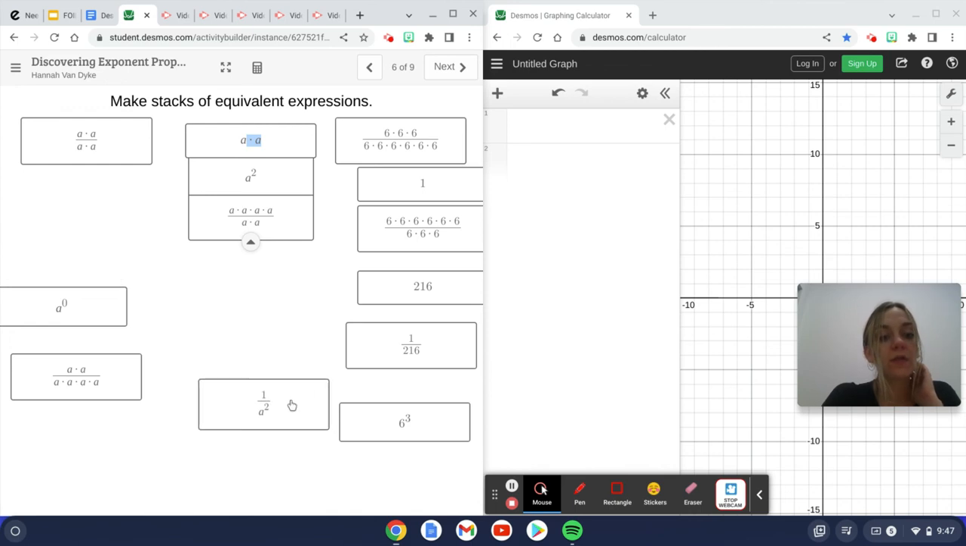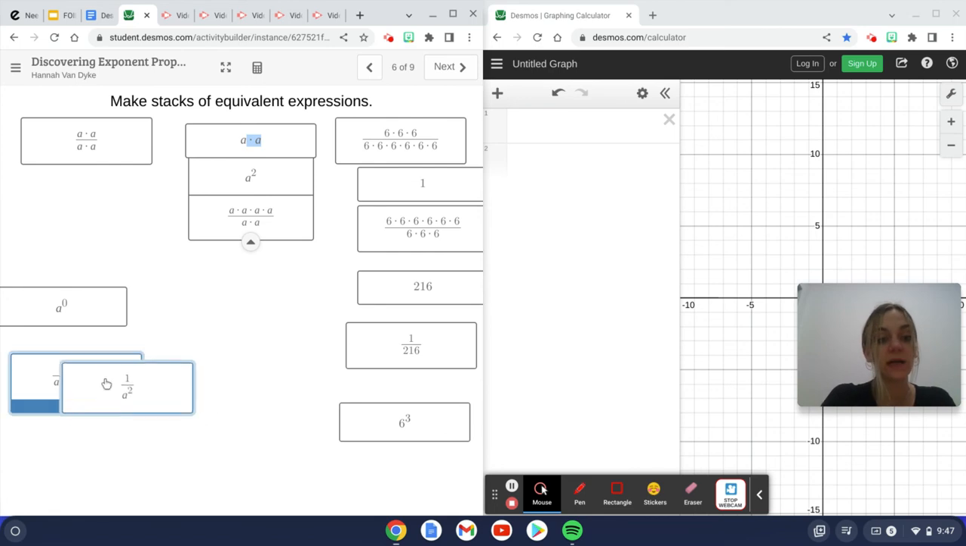Now I'm going to pull out this guy here, 1 over a squared. So if I look here, this a and this a would cancel out. This a and this a would cancel out. So I'm left with a 1 up here in the numerator and then a times a in the denominator, which is a squared. These guys are going to match.